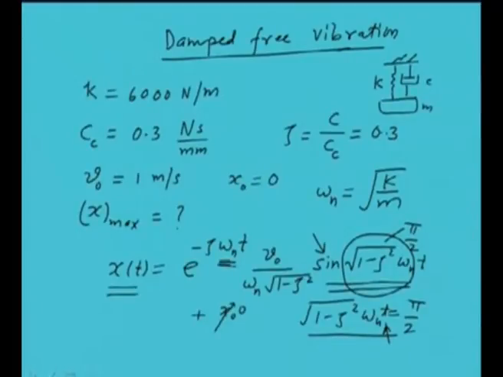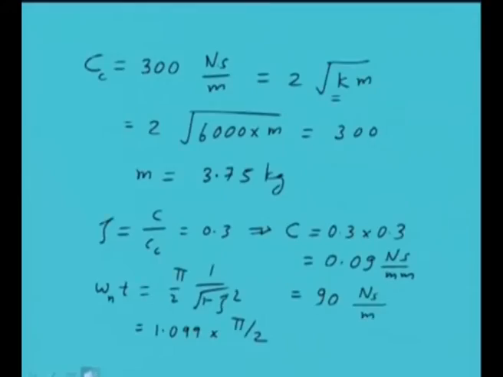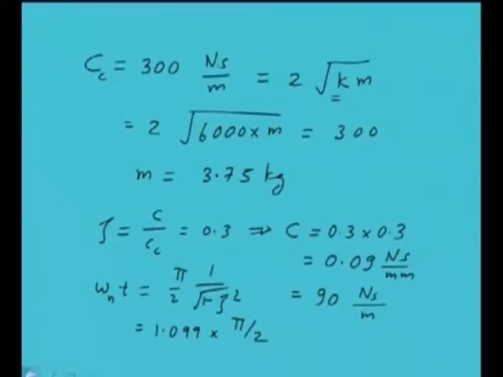If we substitute, we can get the maximum displacement, that will be e raised to minus zeta, which is 0.3, into pi by 2 into approximately 1.1. This 1.1 is coming from here, and is approximately 1.1 into pi by 2.